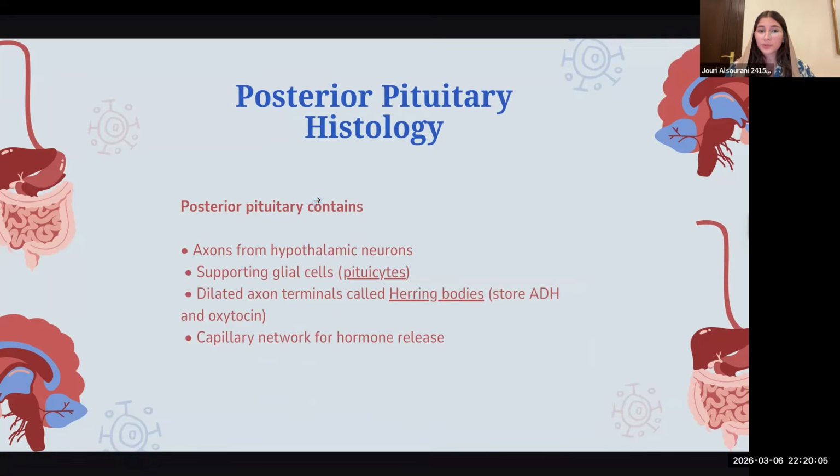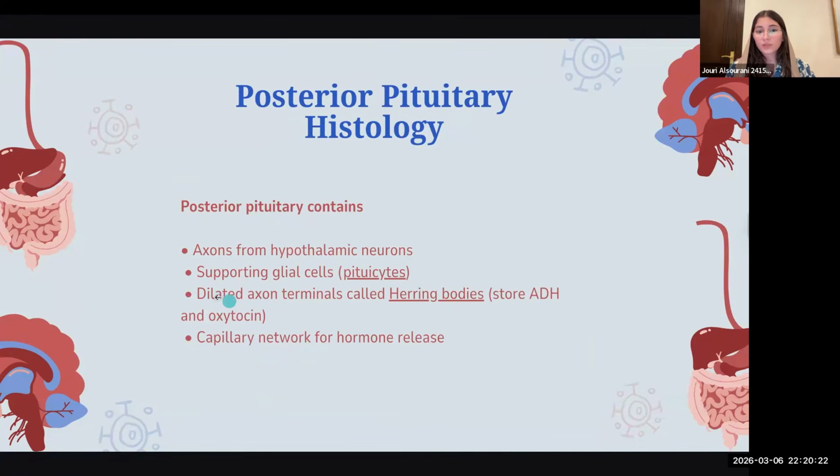As for the posterior pituitary, we said we have the unmyelinated axons from the hypothalamic neurons, and we're also going to have something called pituocytes. Pituocytes are basically supporting cells. They're glial cells that are just supporting, they're just there.